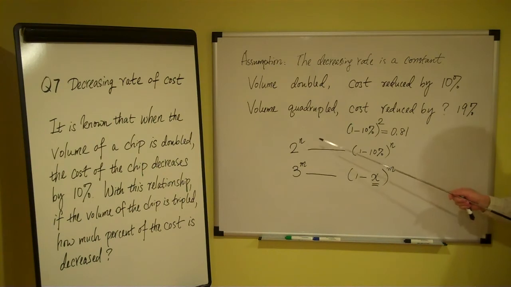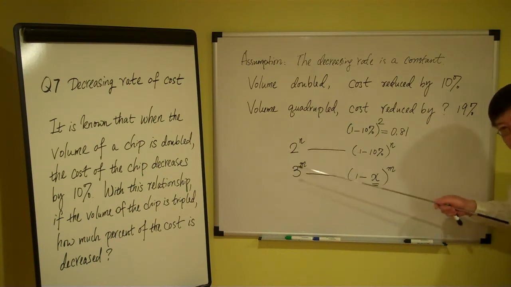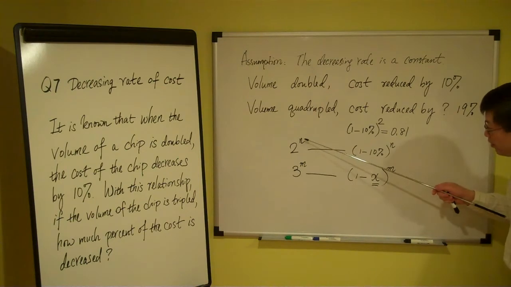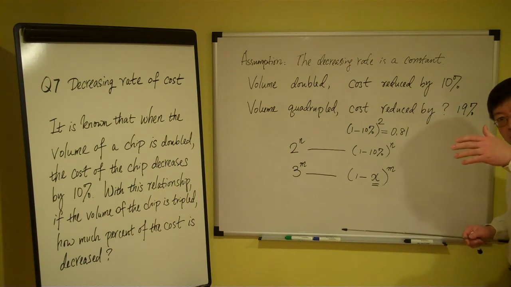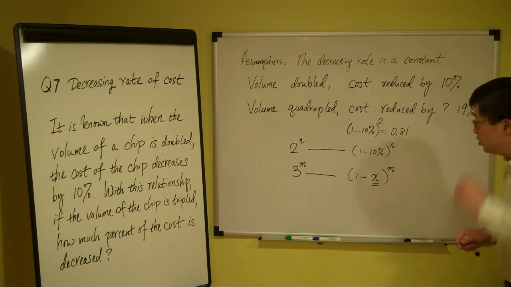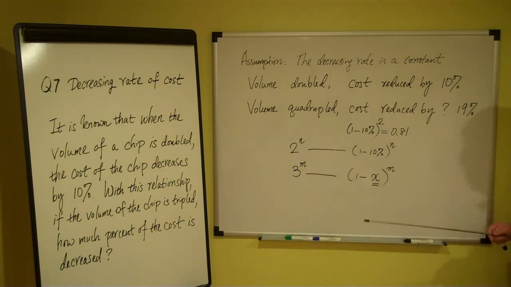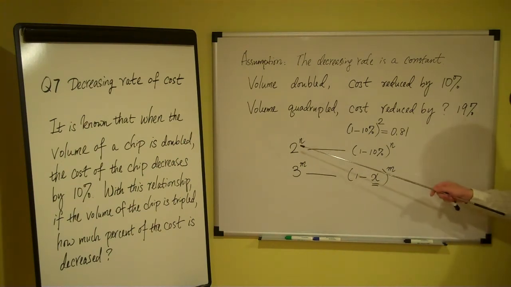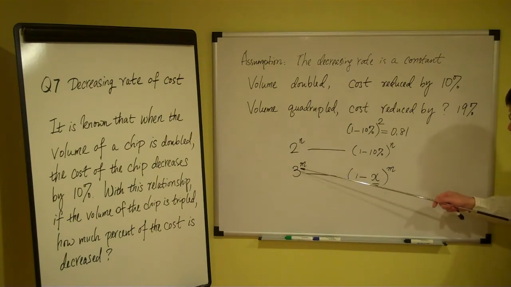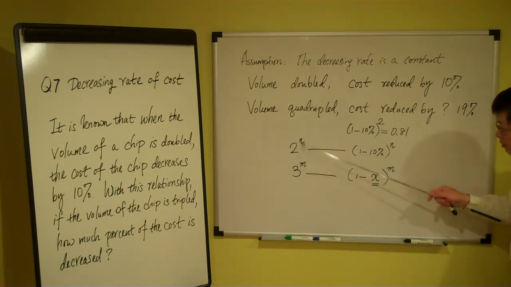First, when we do the analysis, we assume both n and m are integers, because we double, we triple a certain number of times, and that number usually should be an integer. But if both n and m are integers, these two numbers can never be the same, because this one is an even number, this one is an odd number. Even number, odd number, they can never be the same.